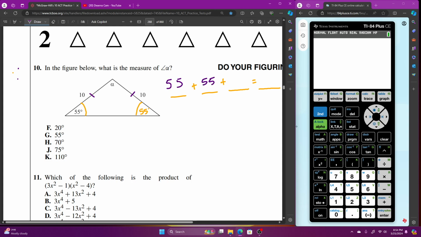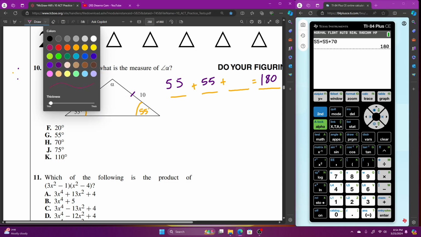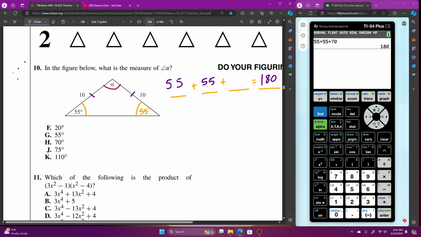And no matter what triangle we're talking about, it has to add up to 180 degrees. So how much more do we need to add to make 180 degrees? I know 55 plus 55 will be 110. 180 minus 110, I need 70 more. Plus 70, enter, equals 180. So I know that my missing angle alpha up there must be 70 degrees.